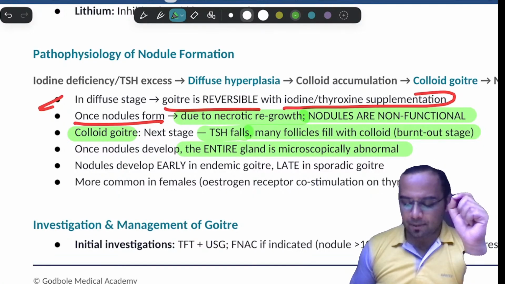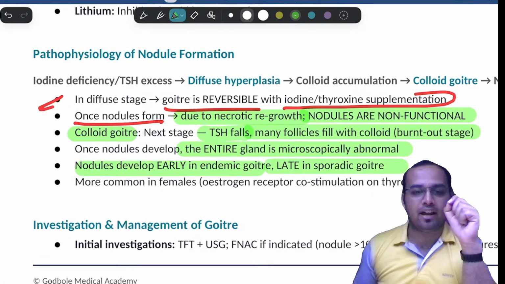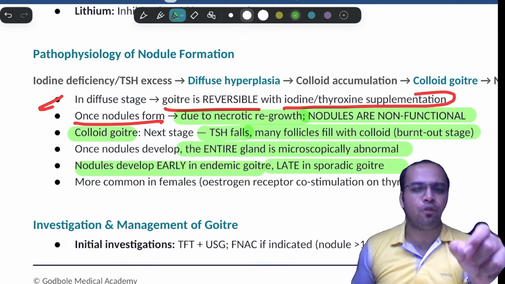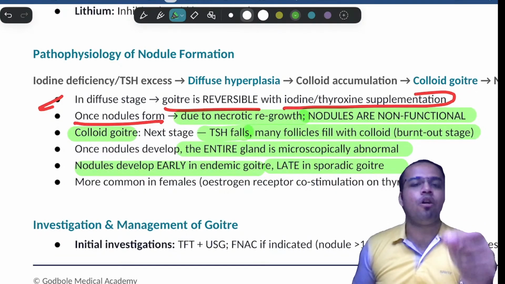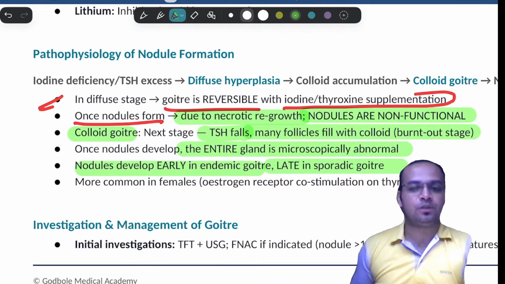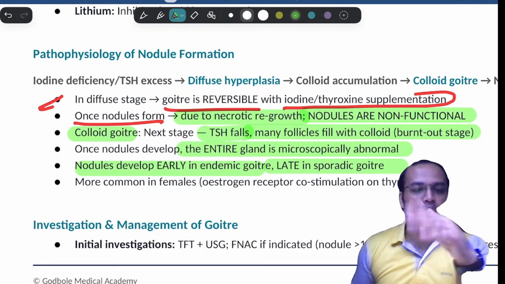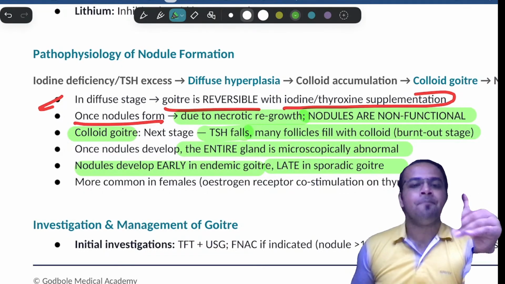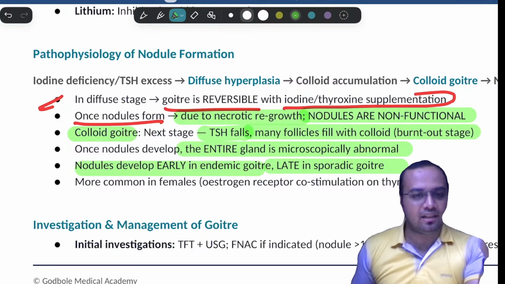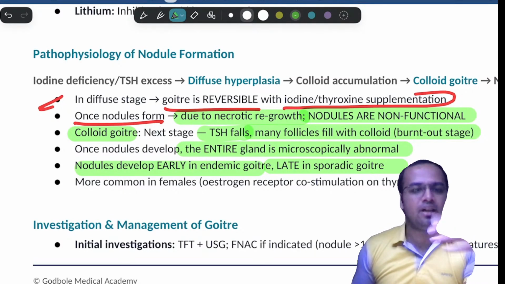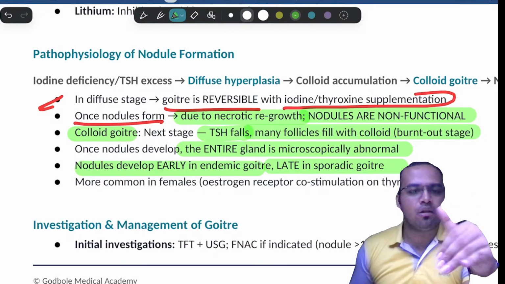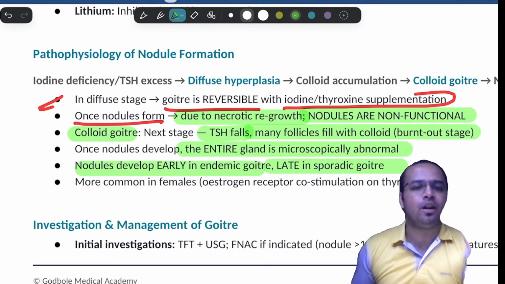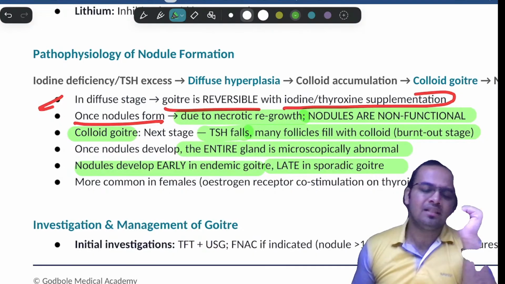So nodules develop early in endemic regions and late in sporadic goiter. There are a few regions which are endemic for goiter, so the tendency of forming goiter is more there. But if there is a sporadic goiter, the nodule development becomes later on. Many times, if you go in the belt of the northeastern Himalayas, nowadays because of iodized salt and those national health programs, iodine deficiency has reduced a lot. But even in those endemic regions, people are going to be more prone to development of nodules than the people who are not staying in those regions.